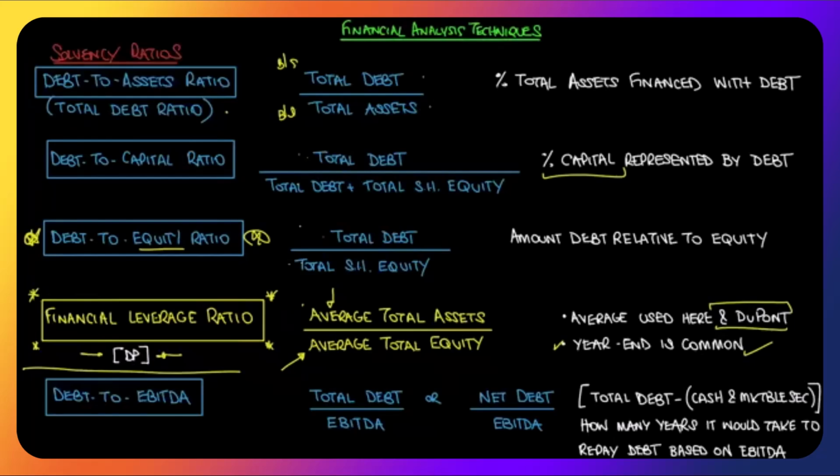Total debt, sometimes net debt. Some analysts will knock off cash and marketable securities compared to EBITDA. How many years would it take to repay your debt based on EBITDA? Again, here we're using the most recent debt figure. I know this is balance sheet and income statement, but given my debt today, how long would it take me to pay it off given my EBITDA for the year? The higher that is, the longer it's going to take you to repay, the more risk there is.